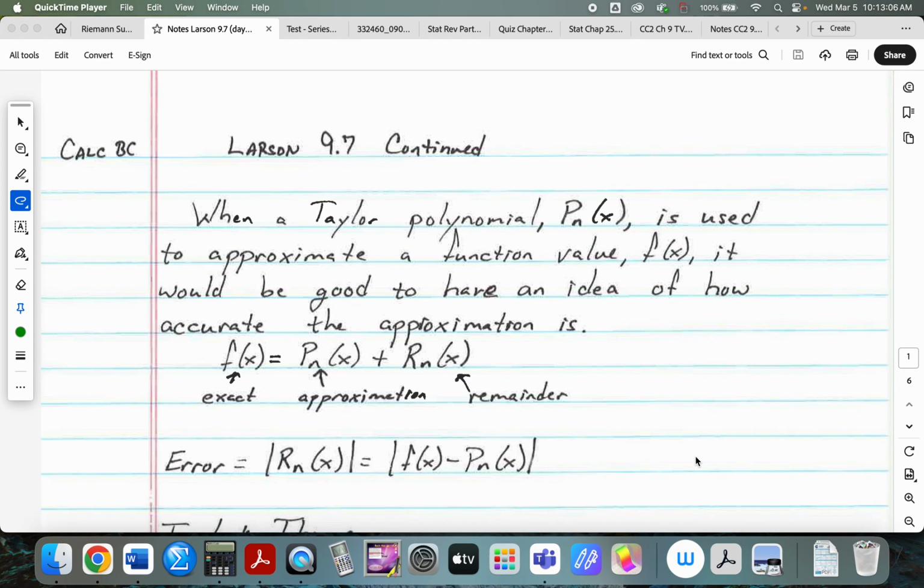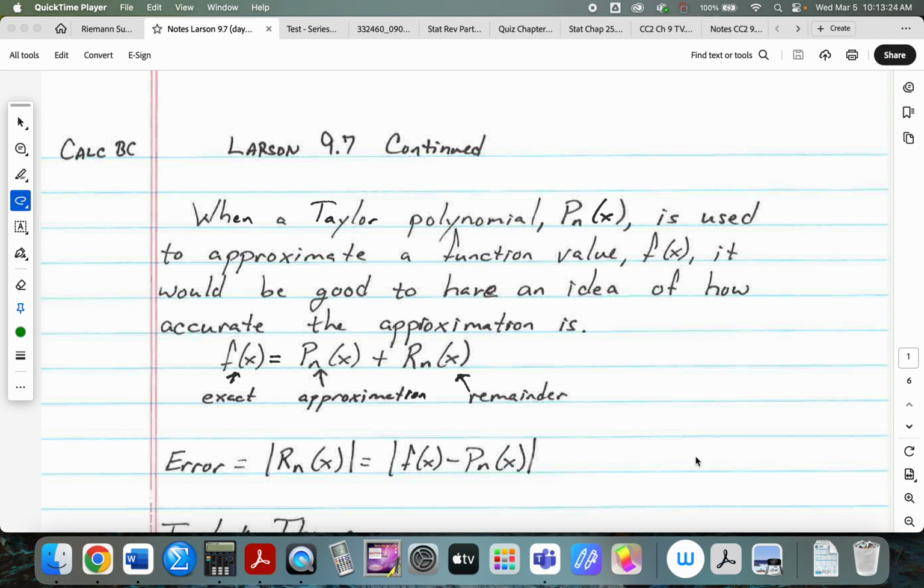So we're continuing with Taylor polynomials and of course Maclaurin polynomials. If you have a Taylor polynomial, p sub n of x, and you use it to approximate a function's value, f of x, it'd be nice to know how good an approximation it is.